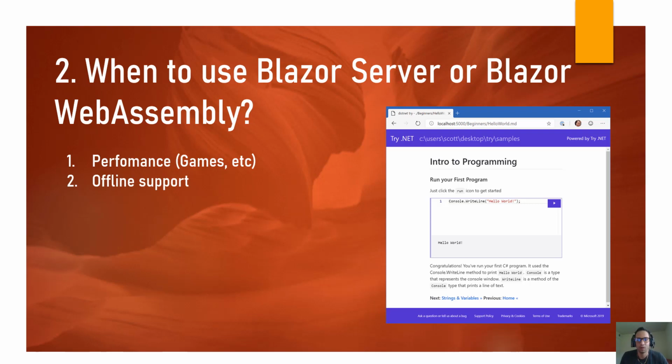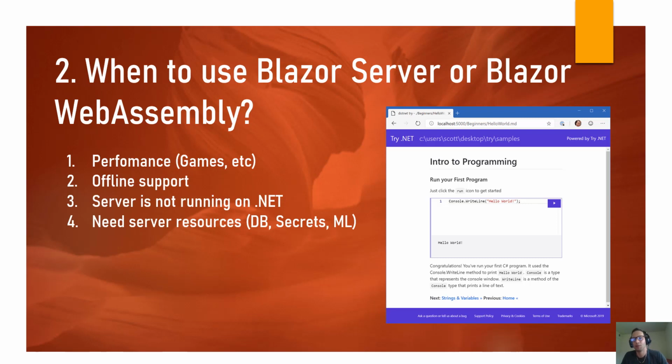So if you need something that has offline support, if you are in an area where you know the reception is bad and you're going to lose it, you need to work offline, of course this is another scenario for Blazor WebAssembly. If the server is not running on .NET, you might have a server that is running PHP, Java, or some other technology. That one is also a great candidate for Blazor WebAssembly because you don't need to have your server on .NET. But if you need server resources, if you're doing some image processing, connecting directly to the database, or doing some machine learning, you cannot guarantee that your client has all the resources that you need. So in this case, Blazor Server will be a better candidate.